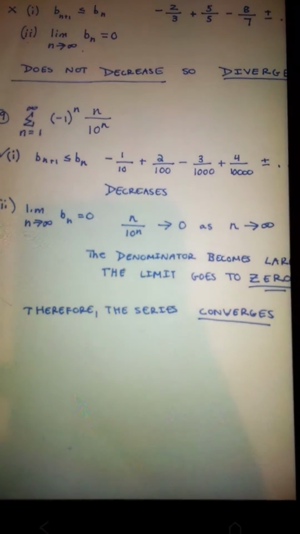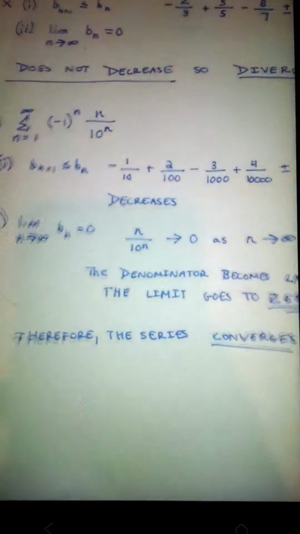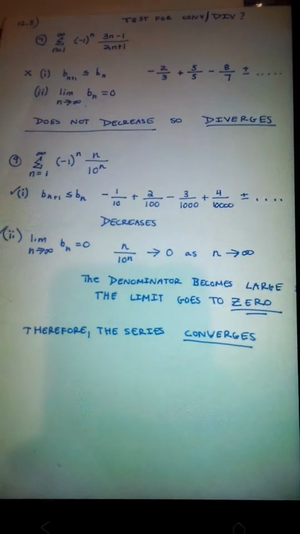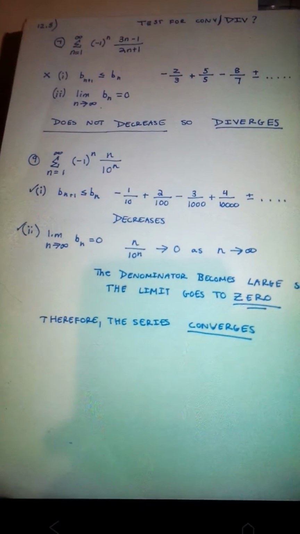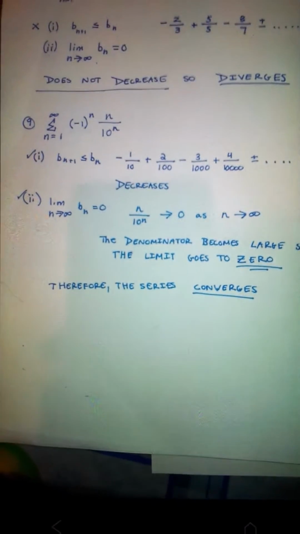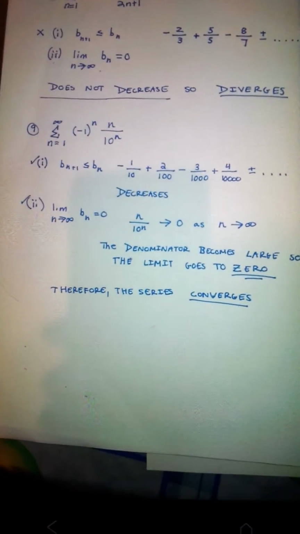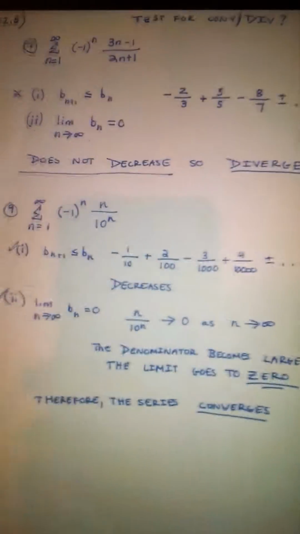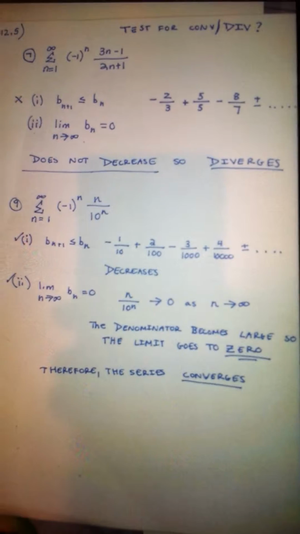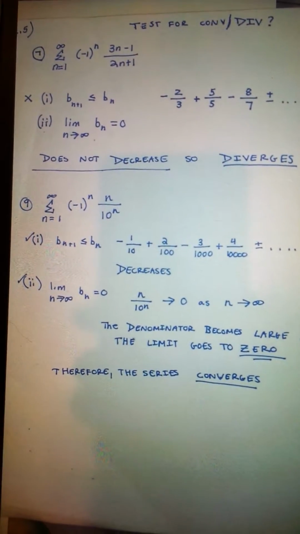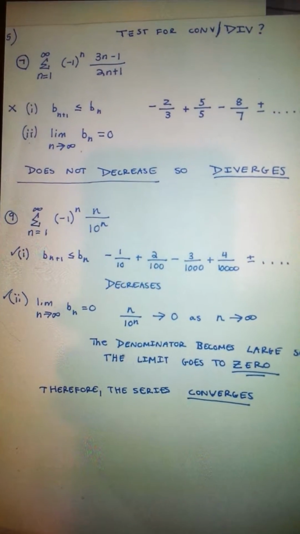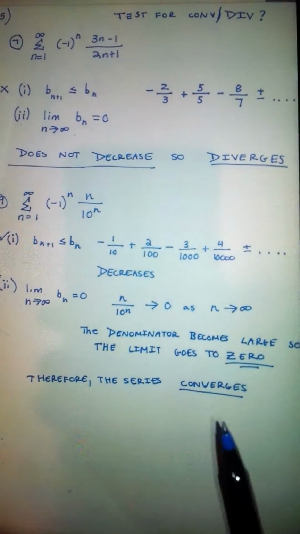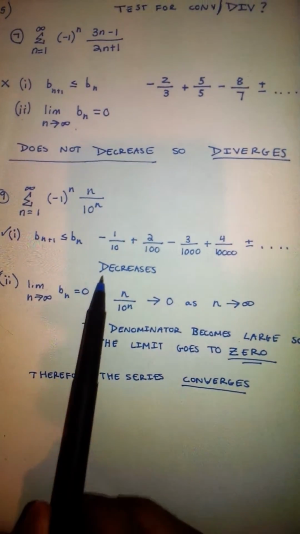For question 9, the question reads, the sum of n equals 1 to infinity, negative 1 to the n power, times n over 10 to the nth. And for the first criteria, you have b sub n plus 1 is less than or equal to b sub n. If you plug in each n, starting from 1, going to infinity, and if you do the first couple terms, you get negative 1 over 10, plus 2 over 100, minus 3 over 1,000, plus 4 over 10,000, etc. So the function decreases.